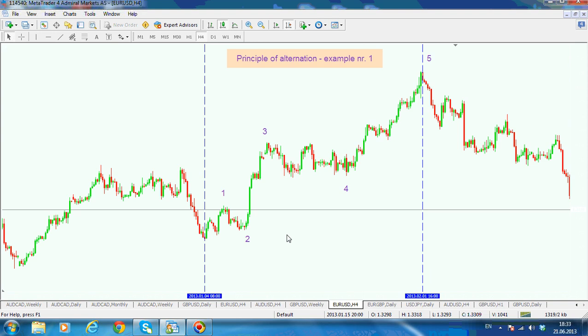They should alternate also in time. That means the time taken for the corrections in the second and the fourth wave to take place. They should alternate in the severity of the move. That means the retracement level the second and the fourth waves are reaching when compared to previous ones. And the previous level when you're looking at the second wave is the first one, and the previous level when you're looking at the fourth wave is the third one.